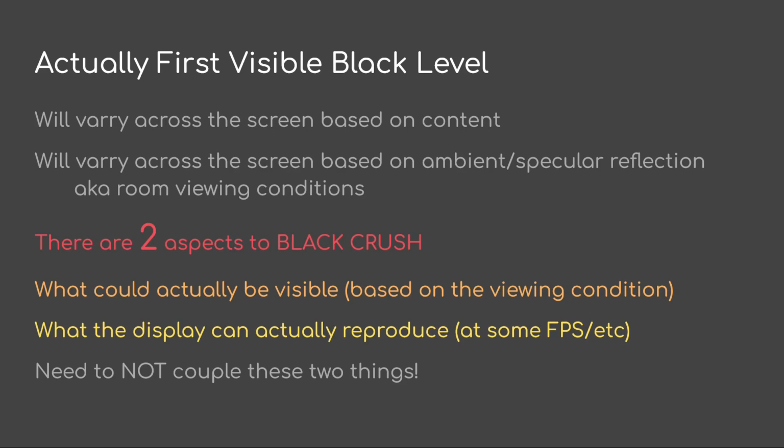So the actual first visible black level is a little more complicated. It will vary across the screen based on content. Note, it will also vary across the screen based on ambient and specular reflection on the screen itself, i.e. the room viewing conditions. So when we think about black crush, we should be really thinking about the two aspects separated. The first aspect is what could actually be visible based on the viewing conditions. And the second aspect is what the display can actually reproduce at some frames per second. And we should not couple these two things.